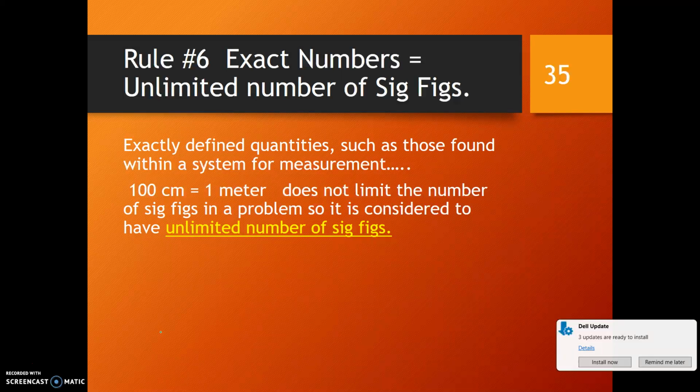Exactly defined quantities would also not limit how many sig figs you could have in your answer. So something like 100 centimeters equals 1 meter does not limit the number of significant figures in a problem, so it is considered to have unlimited numbers of significant figures. In other words, it's exactly 100.000000000 going on forever equals exactly 1.000000000 meters going on forever. So you would not limit your problem according to exactly defined quantities.